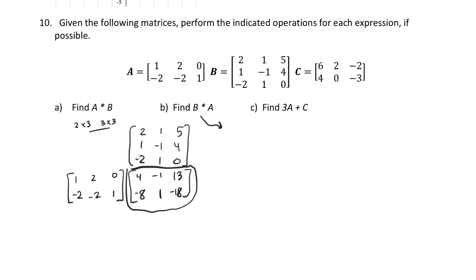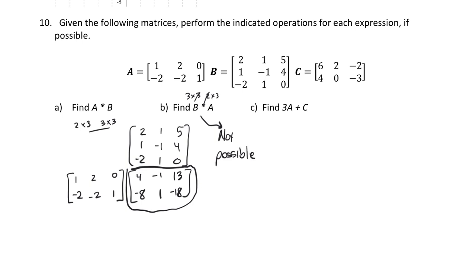For part B, matrix B is a 3 by 3. Matrix A is a 2 by 3. So the middle numbers don't match. So part B is not possible.